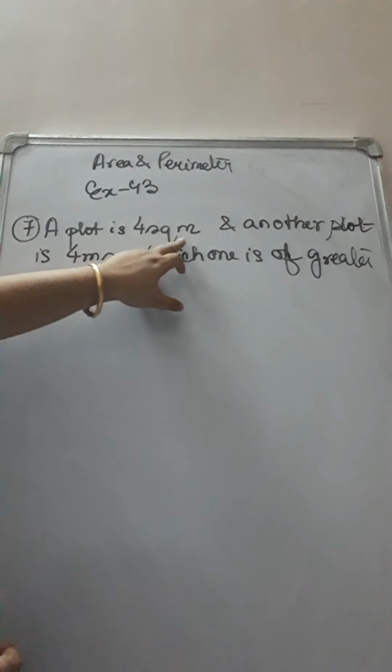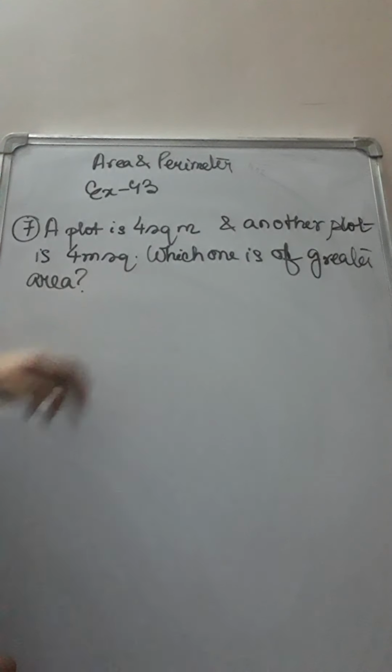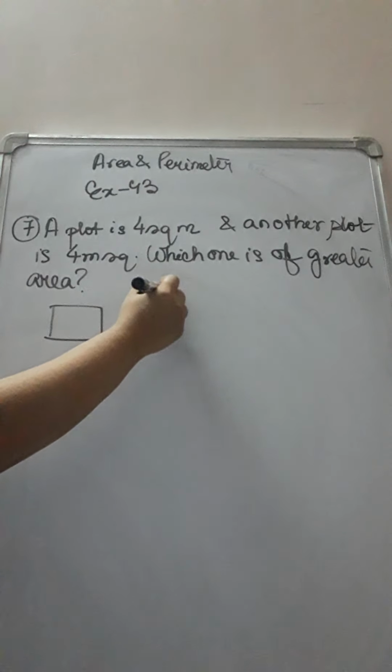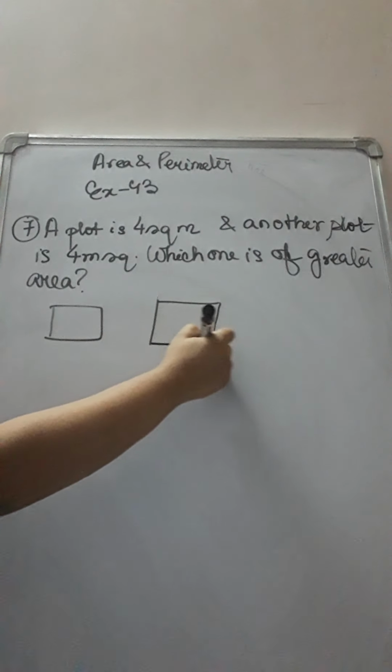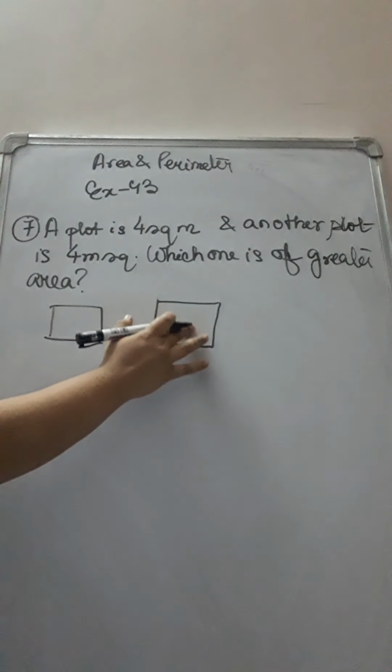A plot is 4 square meters and another plot is 4 meters square. Which one is of the greater area? So nothing is told about the shape, whether it is a rectangle, whether it is a square, but only one thing is said, that the area is given. But if you look, suppose this is one plot of land and this is another plot of land. Now the area is given, that means the space inside is given.